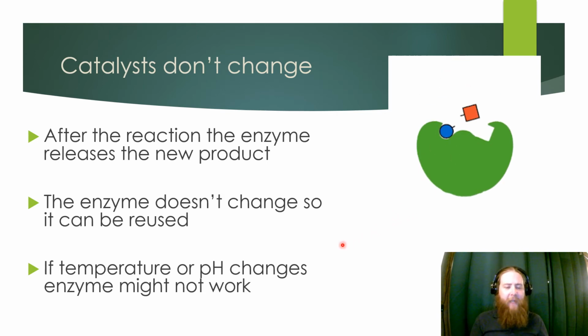Enzymes are really picky, though, about two things. They're picky about temperature, and they're picky about the pH. So if either temperature or pH changes, usually these enzymes aren't very good catalysts, and they're not as effective.